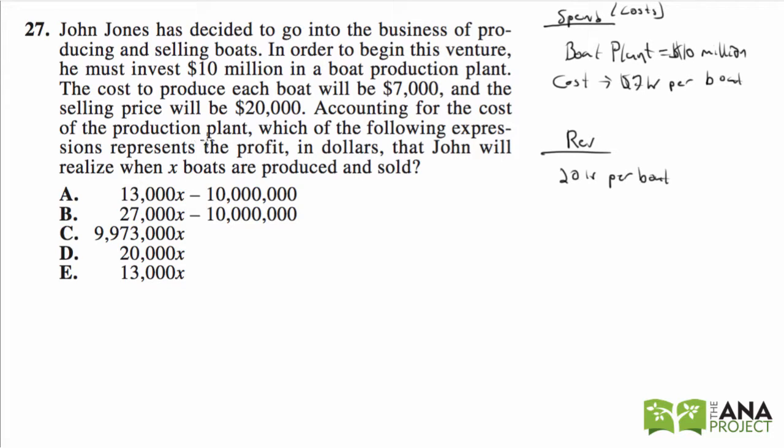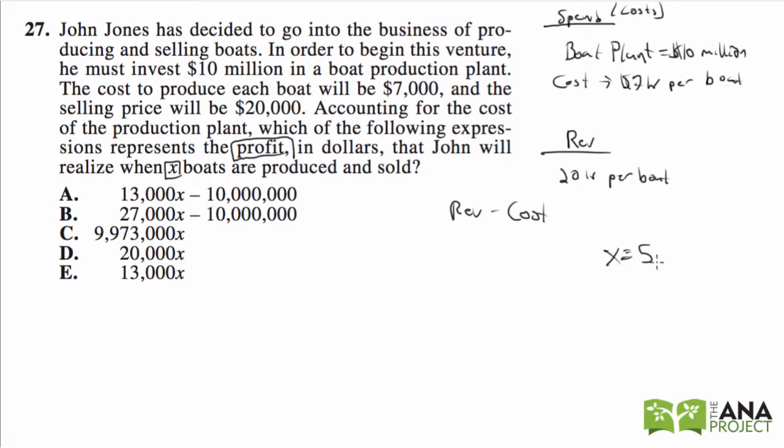Accounting for the cost of the production plant, so all that means is just taking this 10 million cost into account, which of the following expressions represents the profit? So the profit is basically our revenue minus our cost, what's left over, in dollars that John will realize when X boats are produced and sold. Again, we could create an equation, but if you don't like doing that, we could pick numbers and plug in. So let's just say, this is minus 10 million, so if we want a positive profit, we'll probably need a pretty big number.